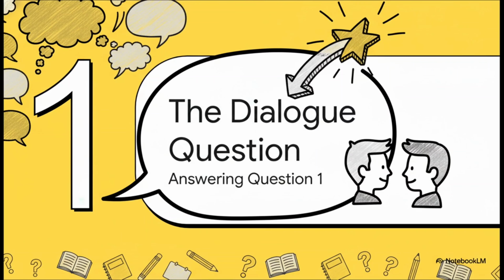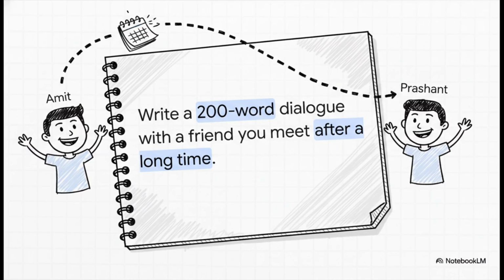All right, first up is question 1, the dialogue. Now this one's worth a big chunk of your grade, so let's make sure we absolutely nail it. So, the task is pretty specific. A 200-word dialogue with a friend you haven't seen in a while. To really get a feel for what makes a great answer, we're going to walk through a sample dialogue between two old college friends, Amit and Prashant.